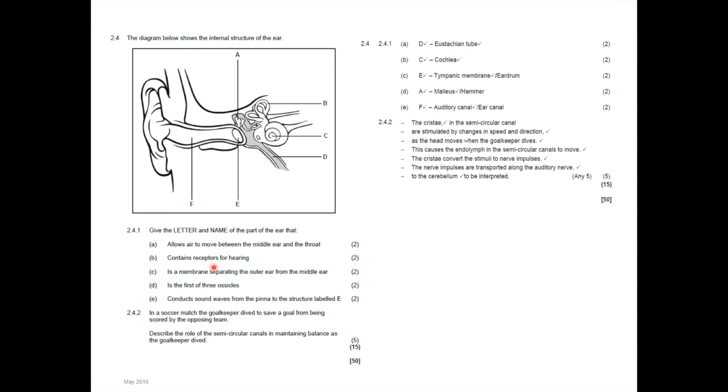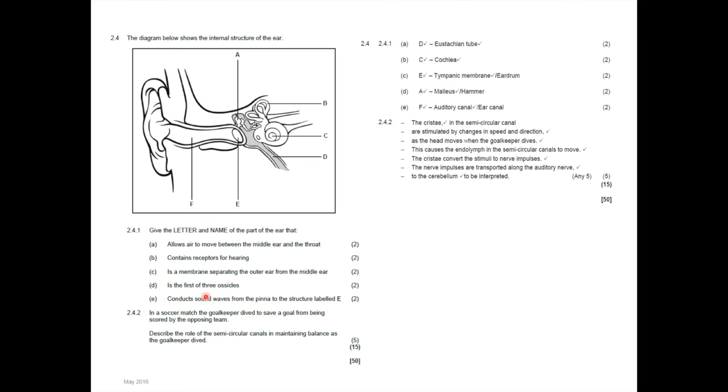B. Contains receptors for hearing. We know the receptors for hearing are in part C, and that is the cochlea. C. Is a membrane separating the outer ear from the middle ear. That's easy. That is E. That is the tympanic membrane, tympanum, or eardrum. But try not to use the word eardrum.